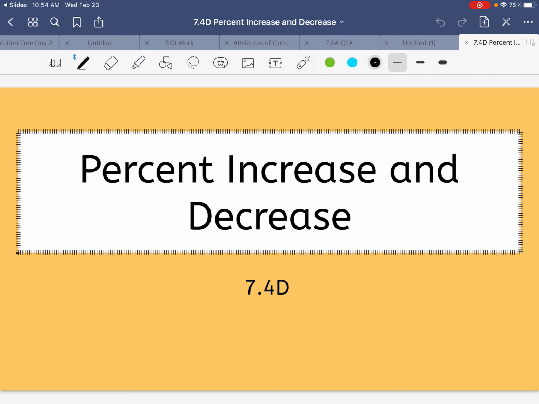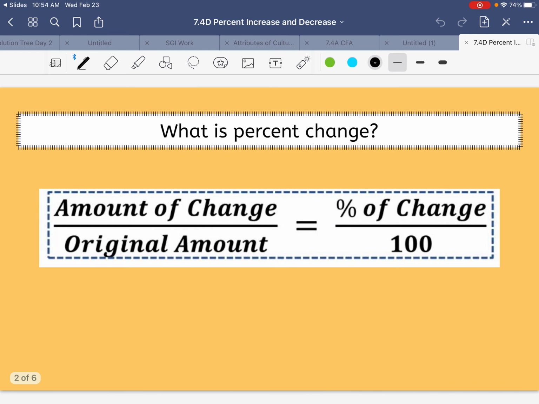Today we're going to be looking at percent increase and decrease. So first off, what is percent change? Percent change is how the amount that something is increasing or decreasing compared to an original amount, the original whole. And we use it as a percent out of the original value.